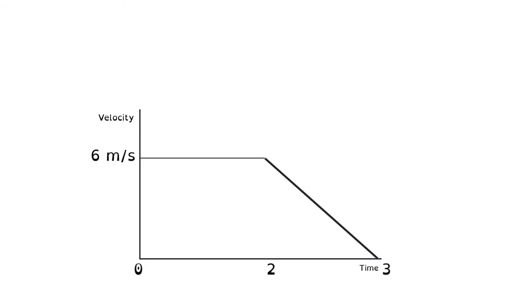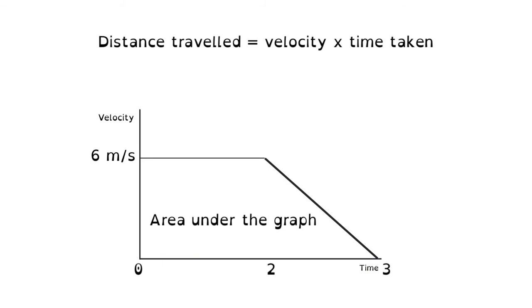We can also use a velocity time graph to find out the distance travelled by the vehicle. And the equation is distance travelled equals velocity times time, which is the area under the graph. So what we can do is we can split it into two shapes, a triangle and a square. So with the square, it's 6 multiplied by 2, which is 12.